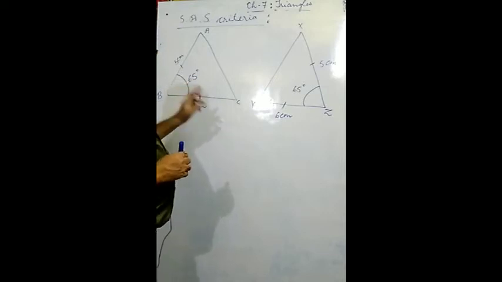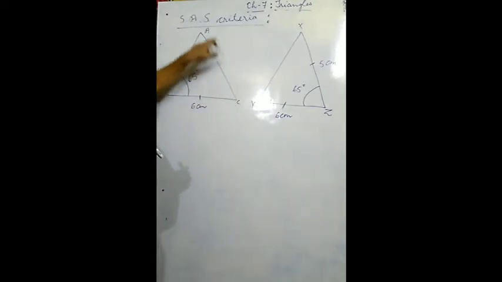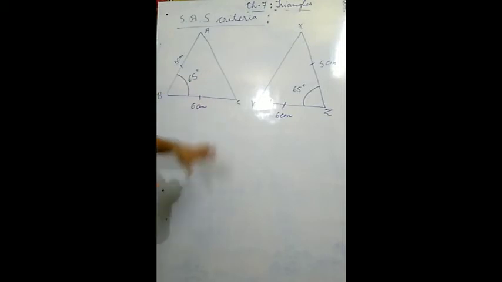Clear? It can be named as triangle CAB. It can be named as triangle CBA. Again, it can be named as BAC, or it can be named as BCA. Different ways are there. In 6 ways, we can name this triangle. And this one also can be named in 6 different ways. What are the 6 different ways?